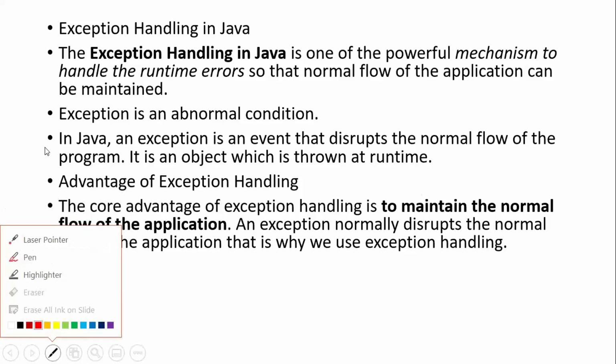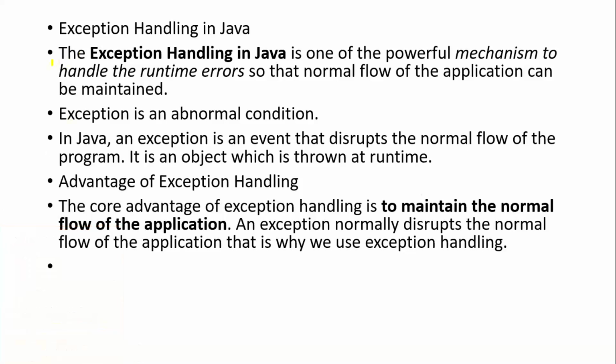Exception handling is one of the powerful mechanisms to handle the runtime errors so that the normal flow of the application can be maintained. When you are executing the program, there is a chance that many errors occur, which can be classified into two types: compile time errors and runtime errors. Compile time errors can be rectified when you go through the program, but runtime errors have to be handled.